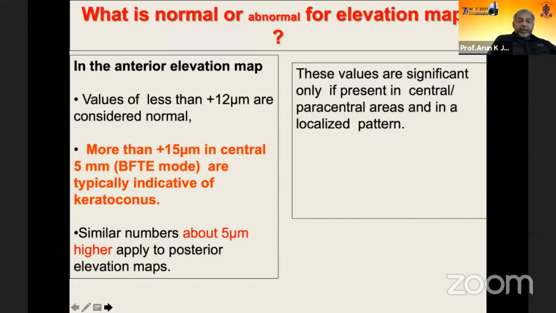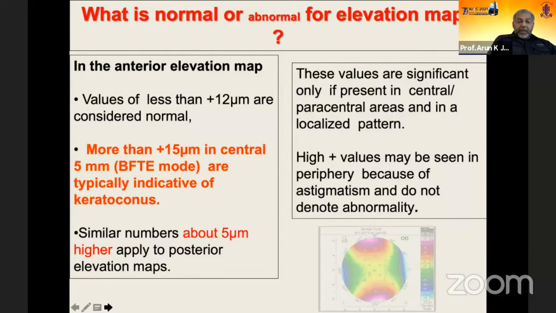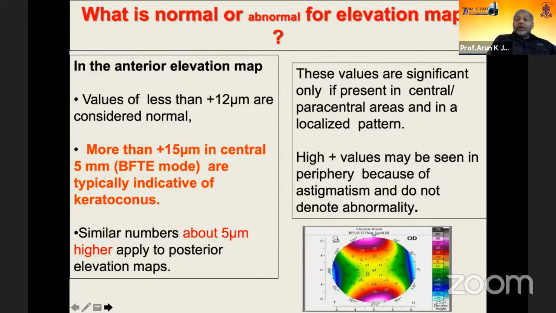A similar number, about 5 to 15 micron, in the posterior elevation map is more suggestive of keratoconus. These values are significant only if present in the central or paracentral area and in a localized pattern. High plus values may be seen in the periphery because of astigmatism and do not denote any abnormality.